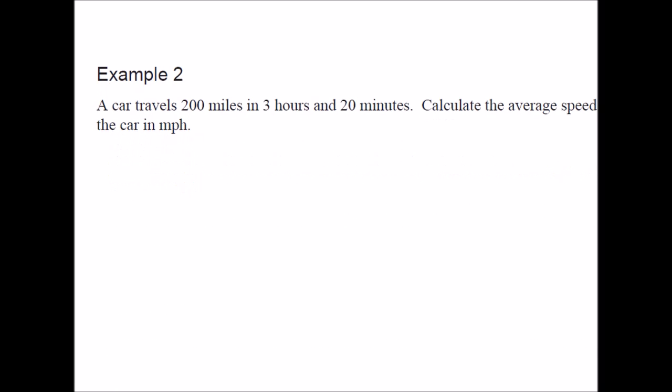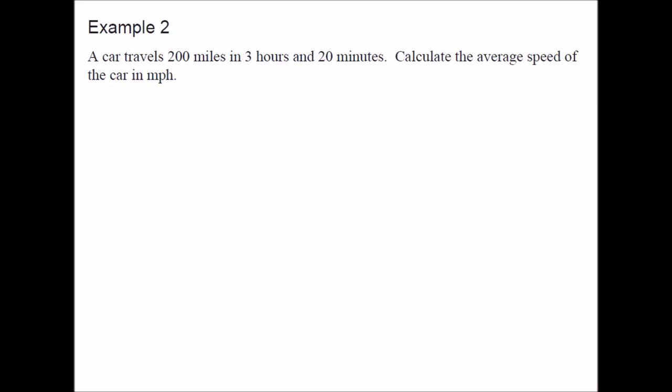Okay, on to the next question. In this particular question, we have a car and it travels 200 miles in 3 hours and 20 minutes, and you can see already that's the problem, the 20 minutes. We're going to calculate the average speed of the car. So we don't want to put 3.2 into our speed, distance, time equation. We're going to have to convert that 20 minutes into a fractional decimal so we can use it.